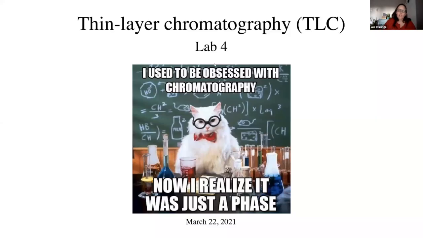So today we're talking about thin layer chromatography, or TLC, and it mostly deals with polarity of compounds and molecules. So that's the big message of today's lab.